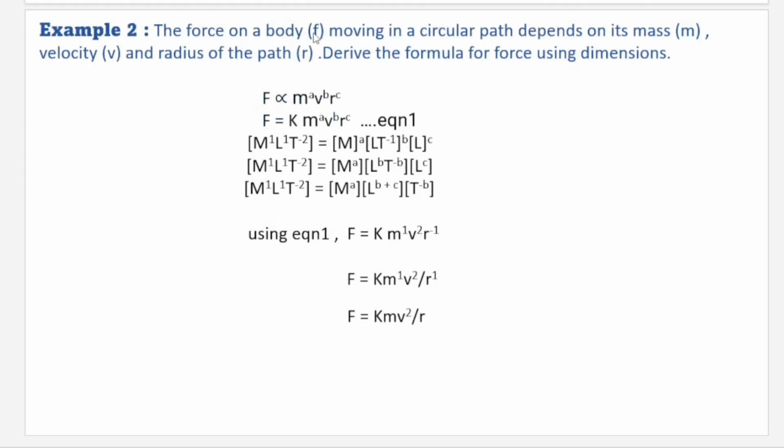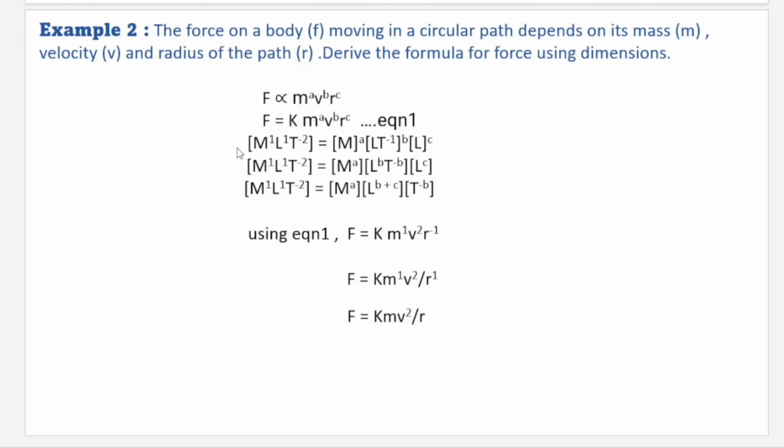The force on a body F moving in a circular path depends on its mass m, velocity v, and radius of the path r. Derive the formula for force using dimensions. So we know that force is directly proportional to m to the power a, v to the power b, r to the power c. So to remove the directly proportional and put the equal to sign, we require k. So F is equal to k m to the power a, v to the power b, r to the power c. This will be considered as our equation 1.